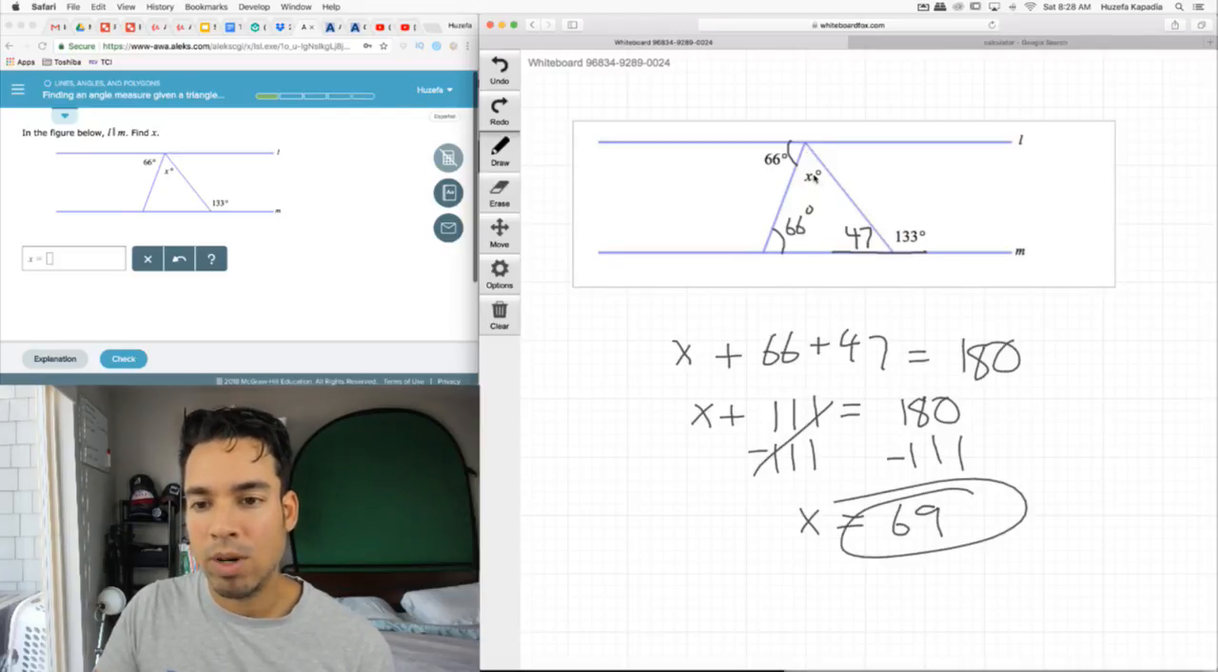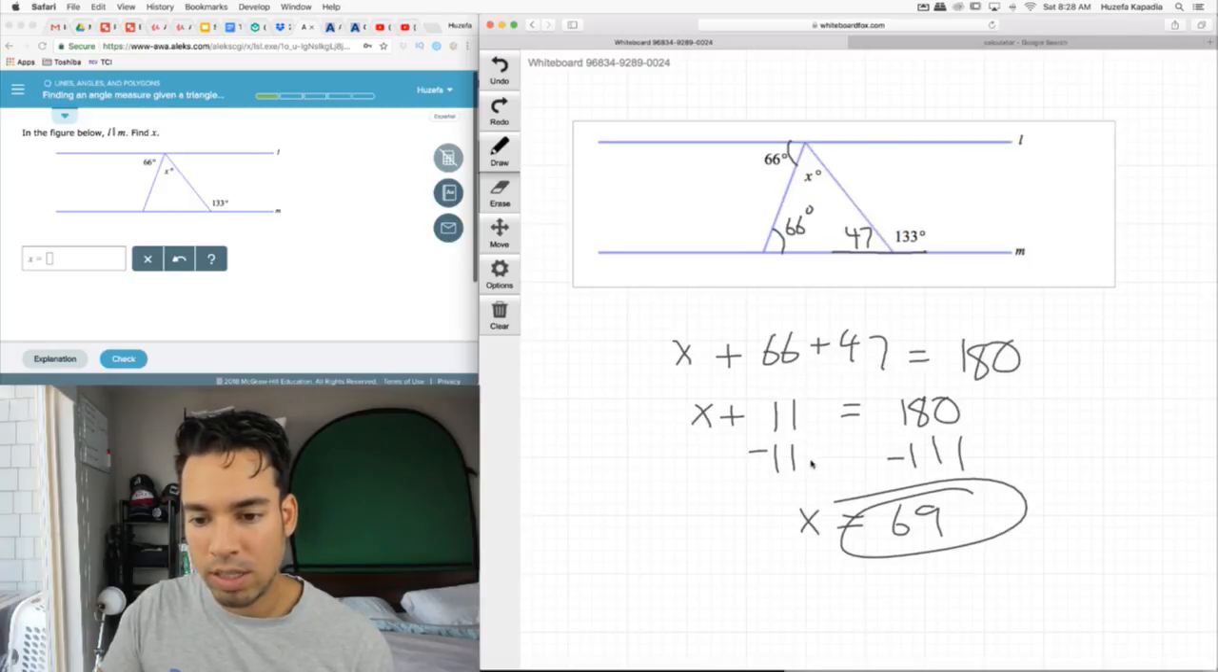Okay, and the same thing here, right? 69 plus 66 is actually 1. Oh, wait. 69 plus 66 is 135. Oh, did I mess that up? Oh, I'm sorry. I made a little mistake here. It's 66 plus 47 is 113.